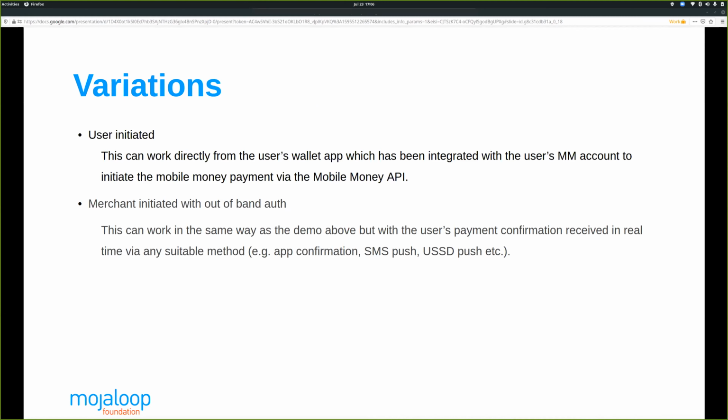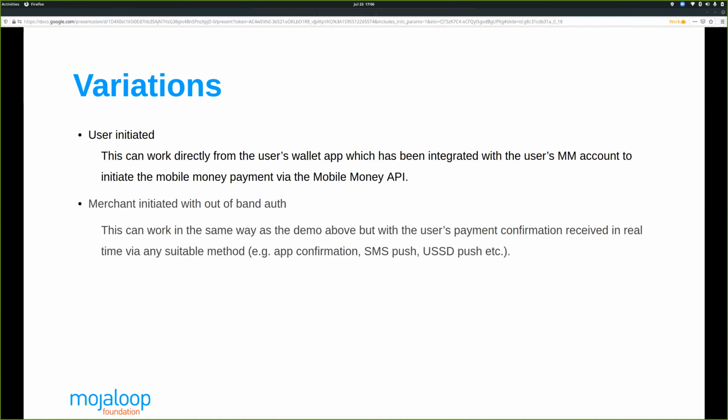So like I said earlier, there are some variations. The first one is user initiated. This can work directly from the user's wallet, which has been integrated with the user's mobile money account to initiate the mobile money payment via the API. And then the other one is the merchant initiated with out-of-band auth. So instead of getting a pre-authorization code, the user will just get prompted on either the app or SMS or USSD to authorize it. Cool.